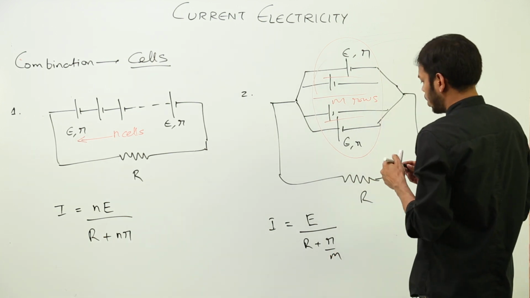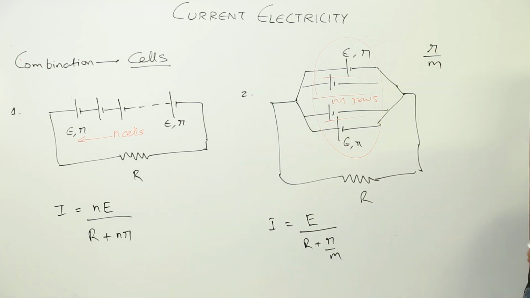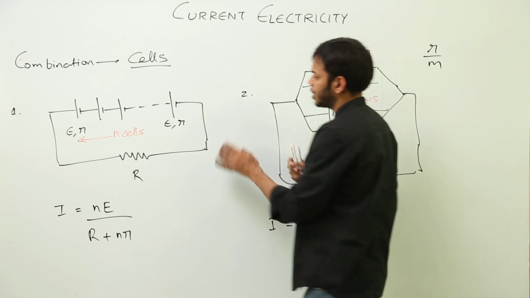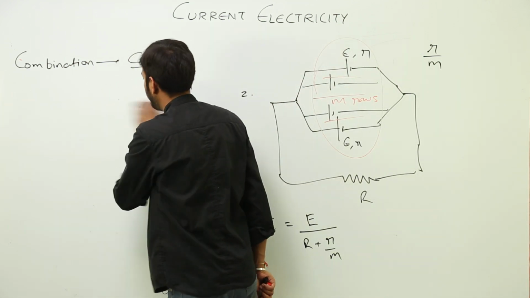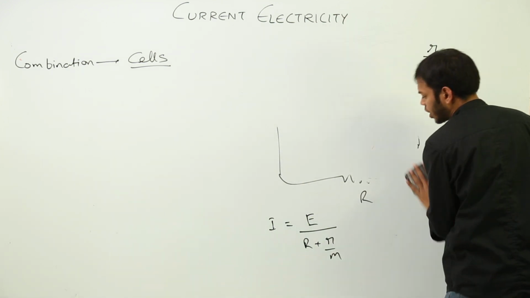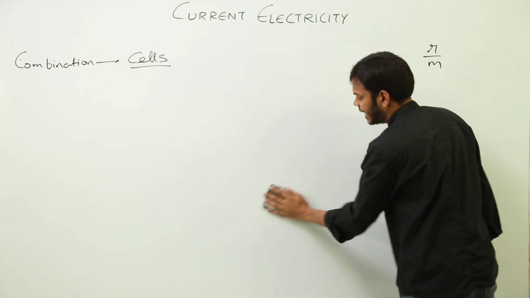Now what will be the value of current if I have to apply both series and parallel combination? So let's try it out. Now I am mixing both these circuits. I hope you have noted my point. If you haven't, then kindly pause the video, go back and write the formulas.